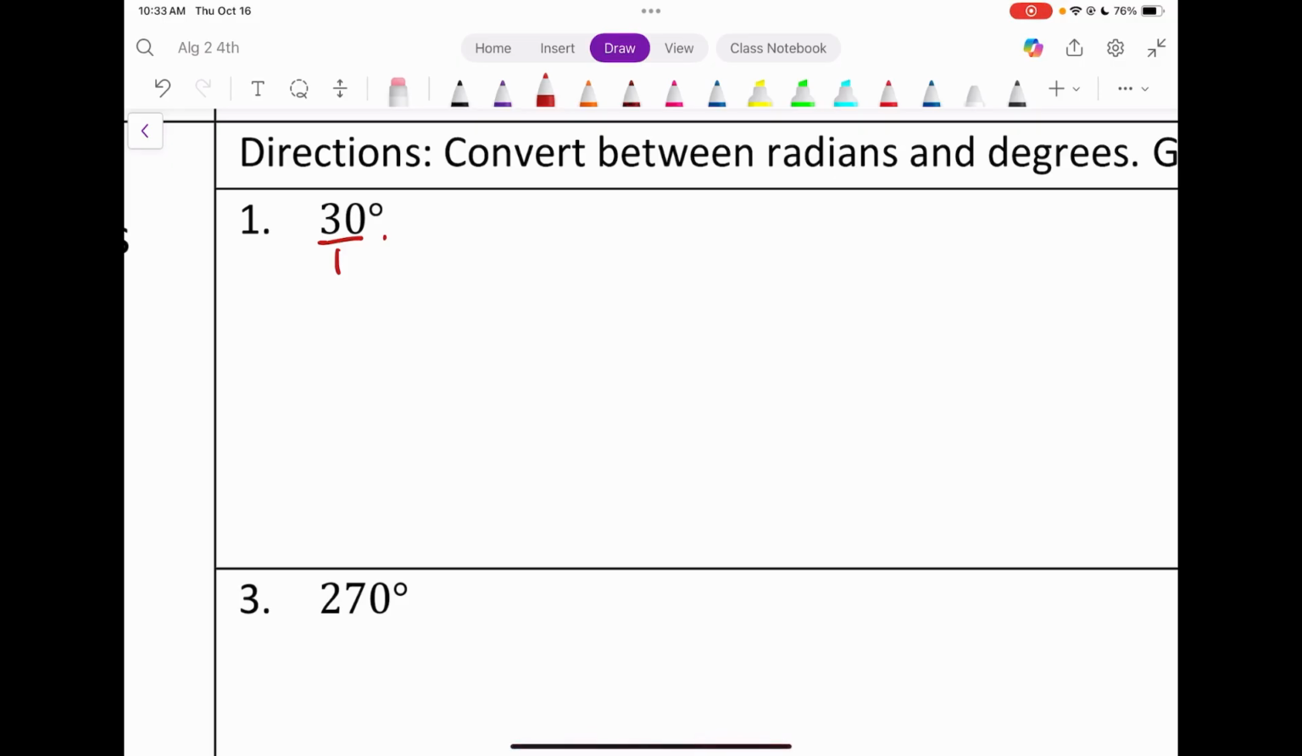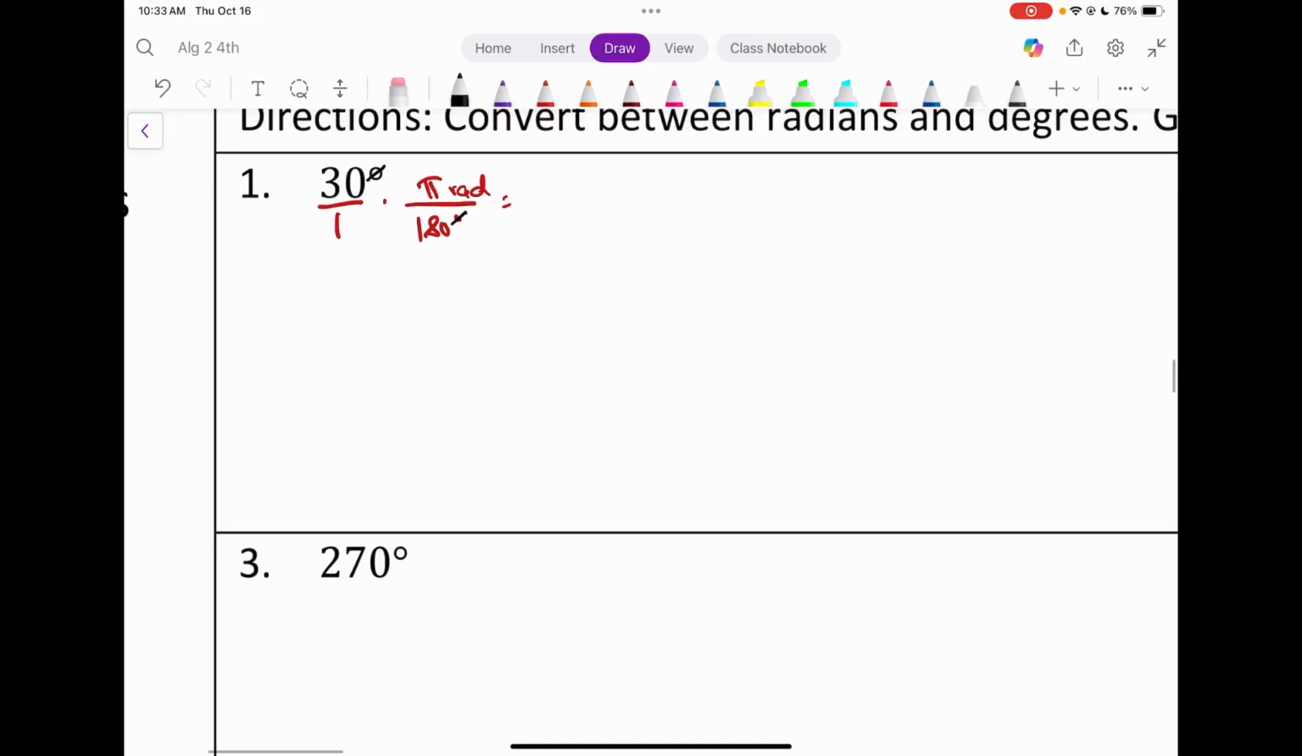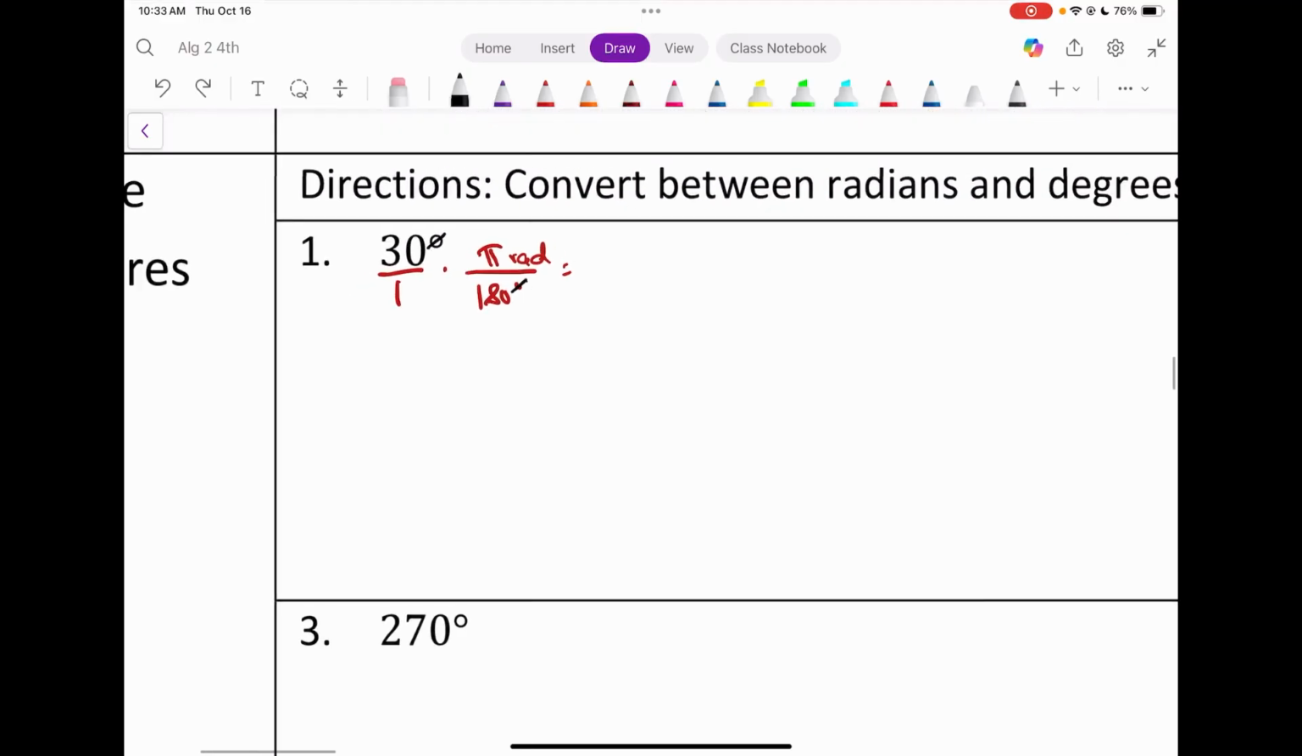So if I want to change 30 degrees into radians, all I have to do is remember that 180 degrees is the exact same thing as pi radians. And again, remember why I wrote it this way. Degrees are on top and bottom so that they cancel, and my answer is then going to be in radians. Now, you could plug in 3.14 for my pi value here. I don't want us to do that. I'm going to leave the pi in there, and I just want to reduce my fraction.